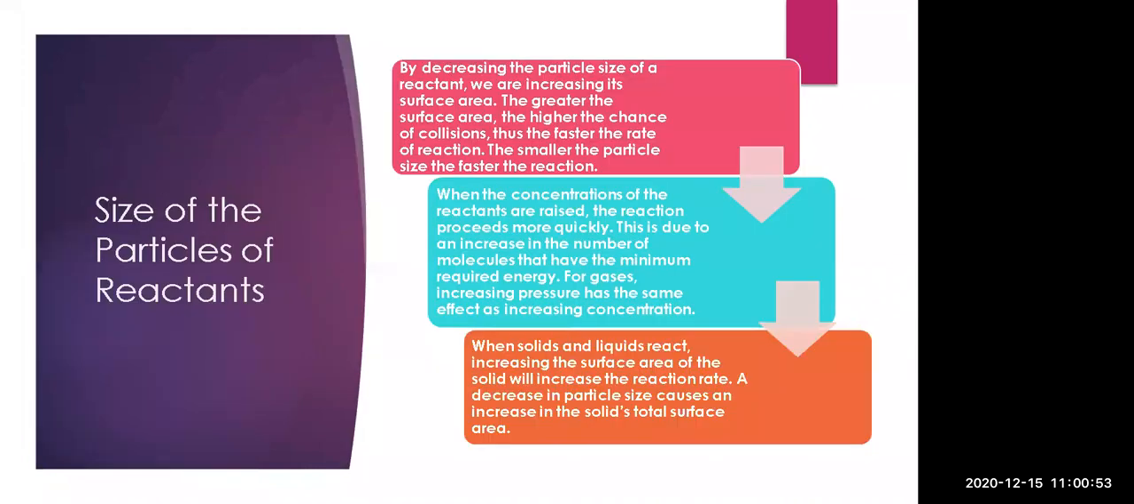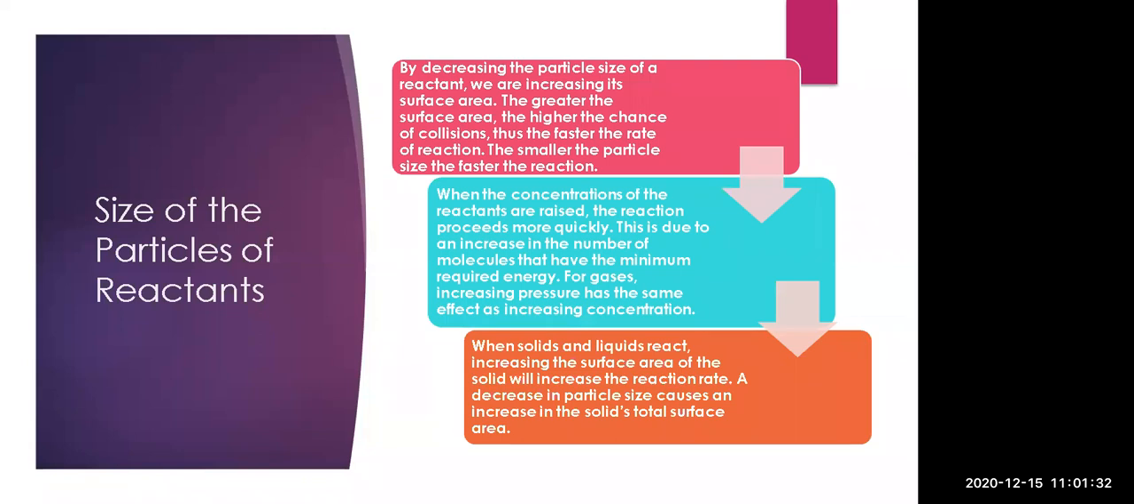Then comes this: by decreasing the particle size of the reactant, we are increasing its surface area. Always remember, as the size of the particle decreases, the surface area increases. Greater surface area means a higher chance of collision, and this higher chance of collision results in a faster rate of reaction. So the smaller the particle, the faster the rate of reaction. Always remember, the less the size, the more the surface area.